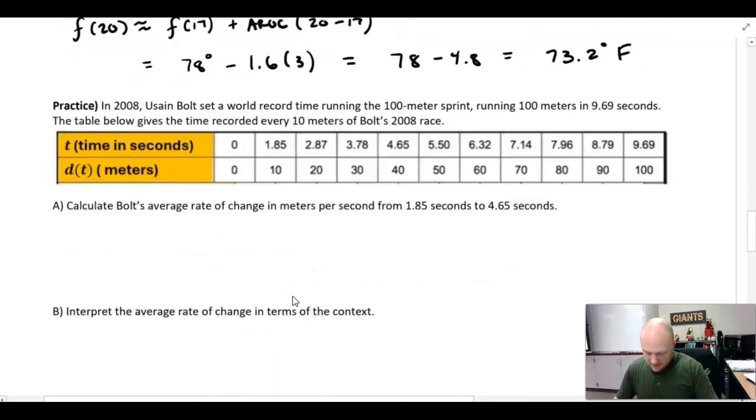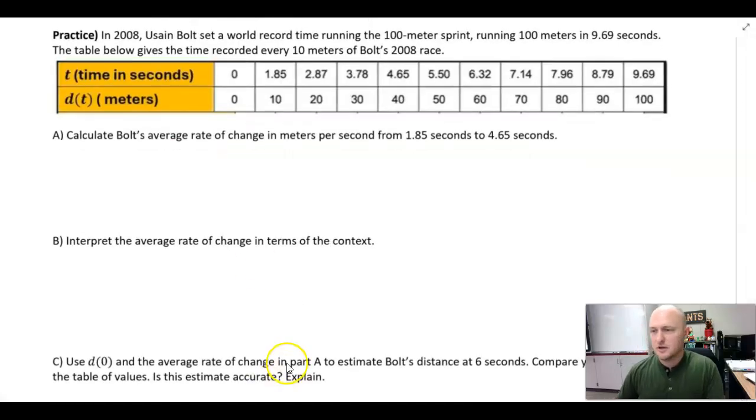Okay. I have a new context problem here for you. This problem is with regards to the 2008 race of Usain Bolt, in which he set a world record time running the 100-meter sprint, running 100 meters in 9.69 seconds. Here's the table indicating his time recorded every 10 meters. So this is Usain Bolt's distance. The context is a little funny here. That's his distance based upon his time. So please pause this example. I'll go ahead and show you the answers here in a second.